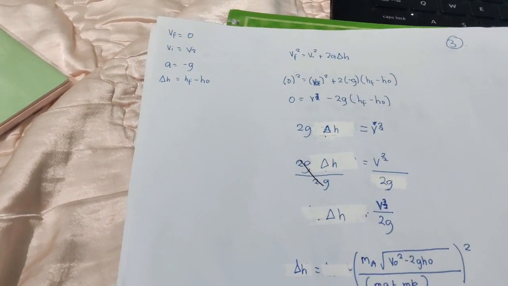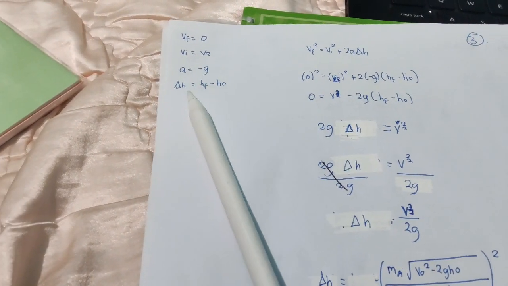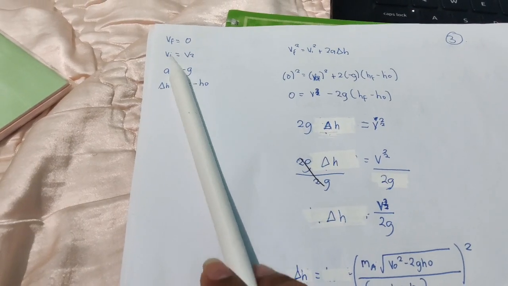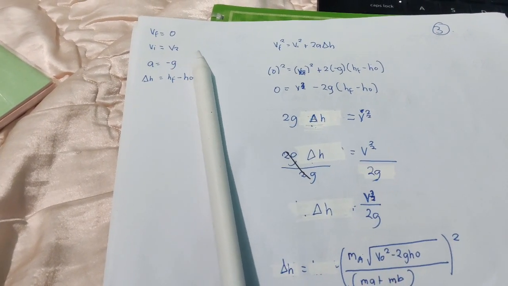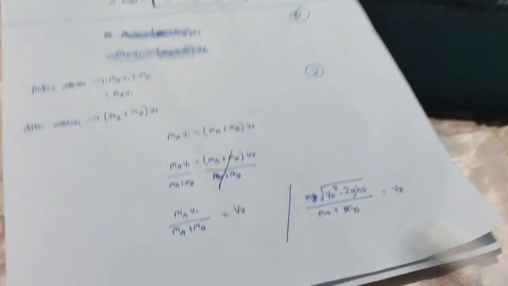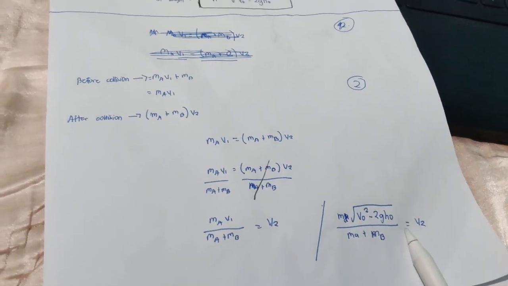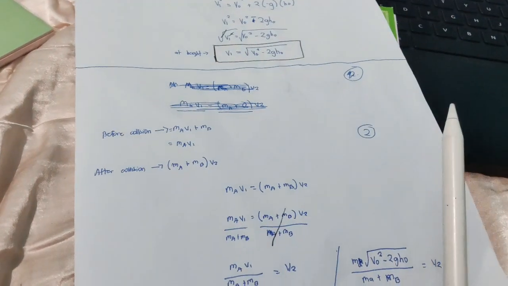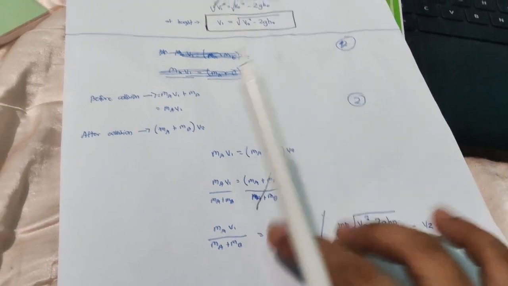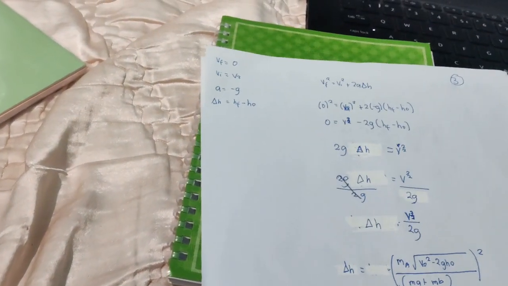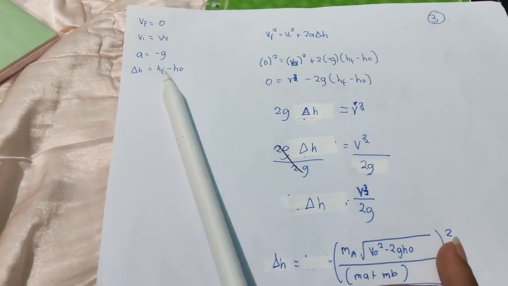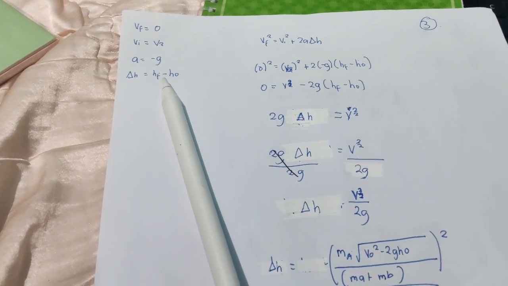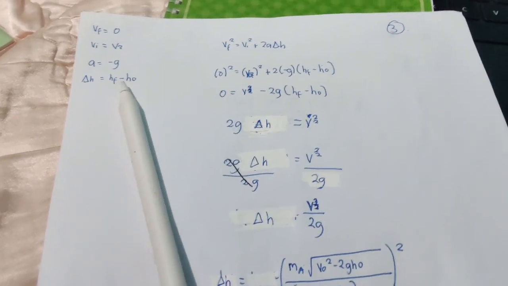And then we have here our final velocity is equal to 0, our initial velocity is equal to v sub 2, which we had found already here when the acrobat grabbed the clown. And then we have our acceleration is equal to negative g, and our delta h is equal to h sub f minus h sub 0.